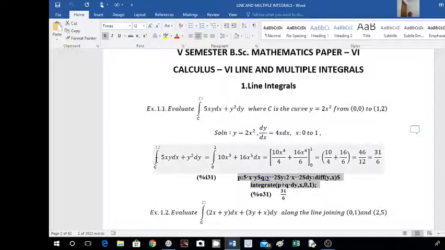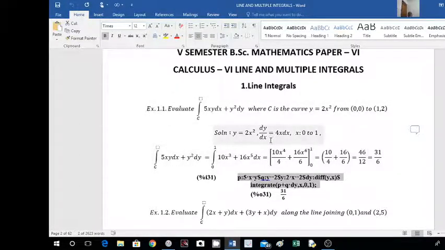Therefore the integral over C of 5xy dx plus y square dy is equal to, with x ranging from 0 to 1, 5x into y. Y means we have to put here 2x square. If I put 2x square, we get 5x into 2x square, which is 10x cube, plus y square, which means I have to write the square of this, 4x to the power of 4.